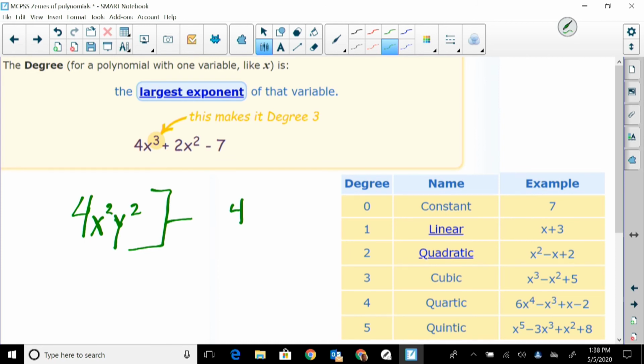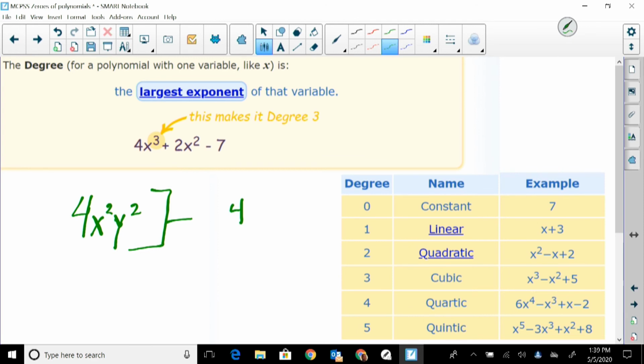Now, here are the names of the different degrees and different polynomials we would possibly see graphed. A constant, just a number, the degree is 0. If the degree is 1, it is a linear term. If the degree is 2, it is a quadratic term. If the degree is 3, it is a cubic term. If the degree is 4, it is a quartic term. If the degree is 5, it is a quintic term.